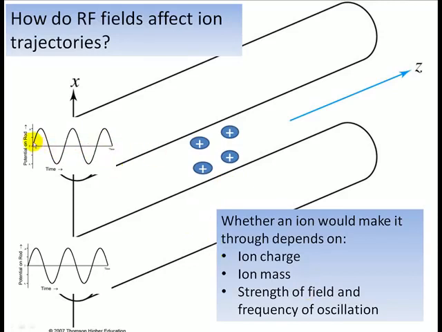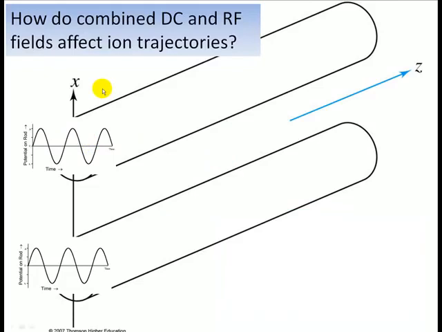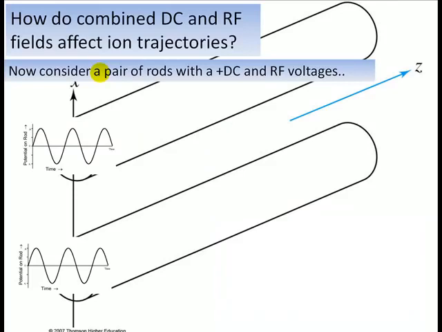If the field flips back too quickly, the ion will never really be affected that much. The ion just won't have time to react if it's flipping too quickly, if the frequency of oscillation in that voltage is too high. So now let's look at the combination of DC, direct constant voltage, and alternating voltage on the ion.